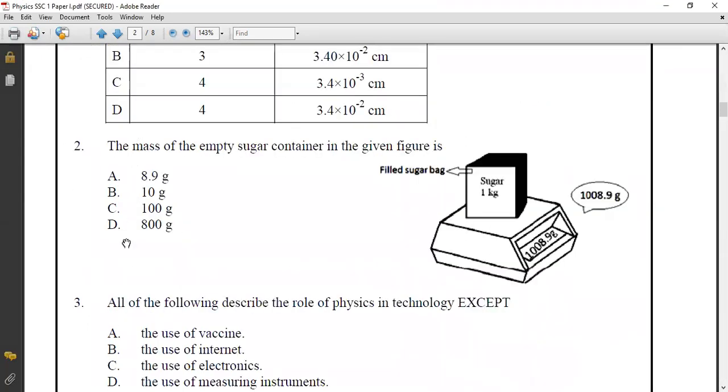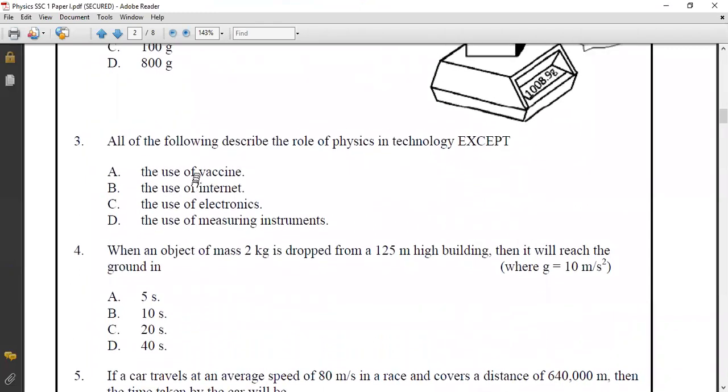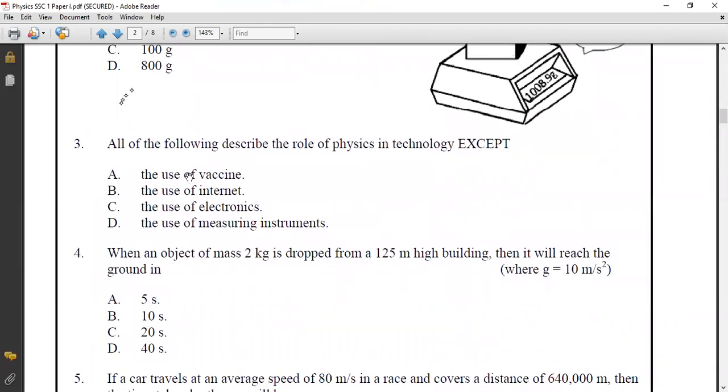Let's see what we have in another question, that is question number 3. In question number 3, all of the following are the role of physics with an exception. There are 3 roles of physics in these options, and we have one exception, that is not the role of physics in our daily life. So question number 3 is from our chapter number 1, Physical Quantities and Measurement.